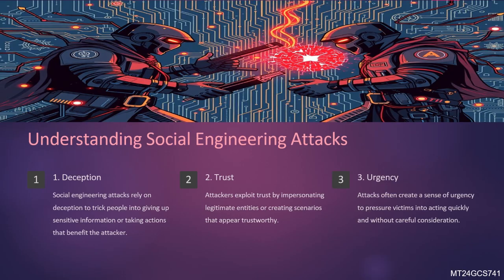Understanding social engineering attacks. Social engineering attacks typically rely on three main tactics: deception, trust, and urgency. Attackers use deceptive techniques to trick people into revealing their sensitive information. Trust: legitimate entities are imitated by creating realistic scenarios, and the attacker exploits the victim's trust. Urgency: many attacks create a sense of urgency to pressure the victims into acting quickly without fully considering the consequences. These tactics make social engineering attacks effective and dangerous.